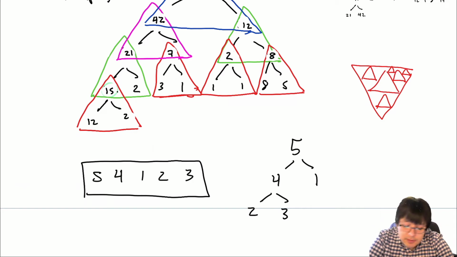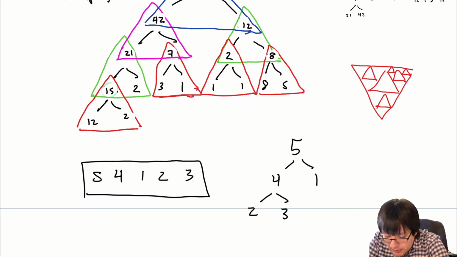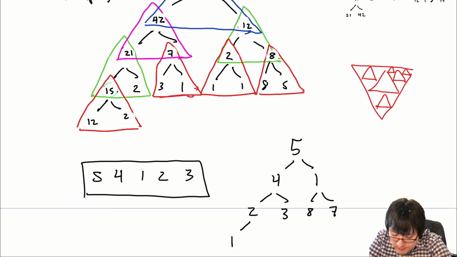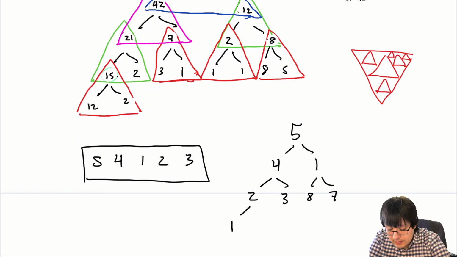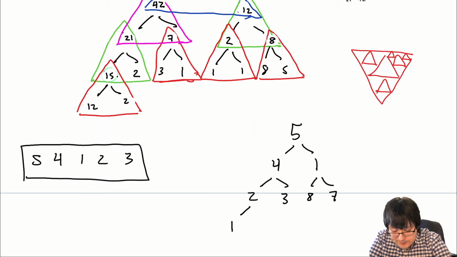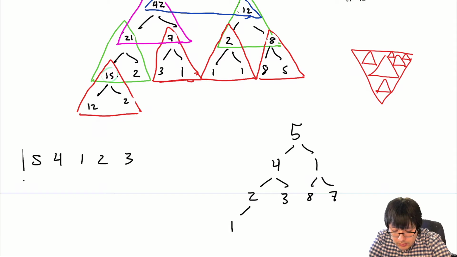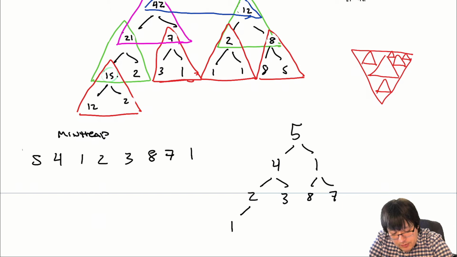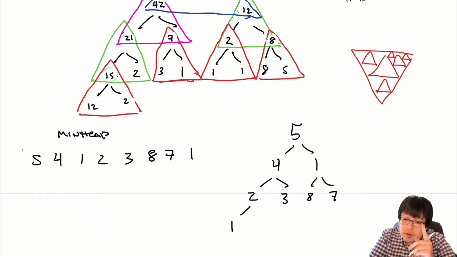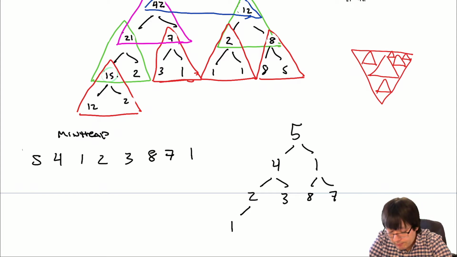Yeah, that's good enough. Okay. Maybe one more number or 2 more numbers. 8, 7, and then I want to put here a 1. Okay? Yeah. So in that case, this would be 5, 4, 1, 2, 3, 8, 7, 1. Okay? So now we're going to go ahead and do a min heap. So that means we want the smallest one to be on the top. And then, of course, the smallest number is the one that's picked as the root.